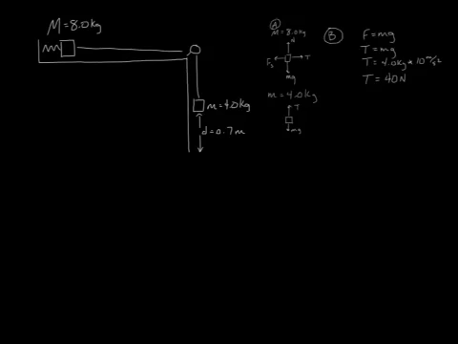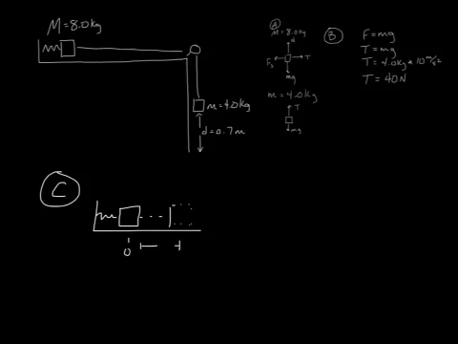Alright, for part C, we are going to calculate the force constant of the spring. The ideal length of the spring is 0.2 meters, but at equilibrium, the length of the spring is 0.25 meters. This means that the change in length, x, will be 0.05 meters. In order to find the force constant of the spring, we will use Hooke's law equation of force equals kx.